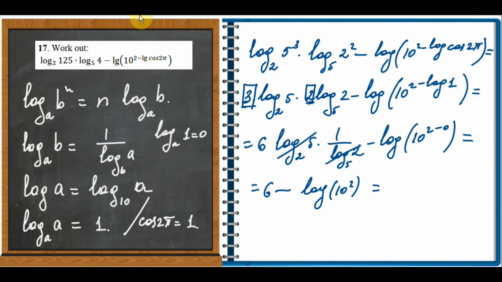Alright, we can take 2 in front of the logarithm, so it is going to be logarithm 10. Then we said that logarithm base a of a is just 1. So we will write 6 minus 2 multiplied by, as you know, 10 here, we don't write it, so it's going to be just 1. 6 minus 2 is equal to 4. The correct answer is 4.